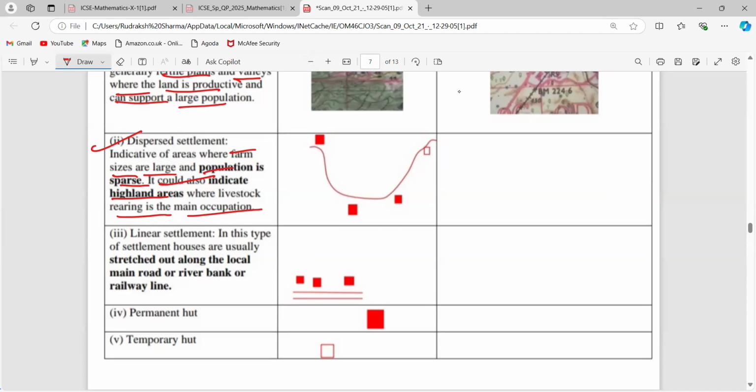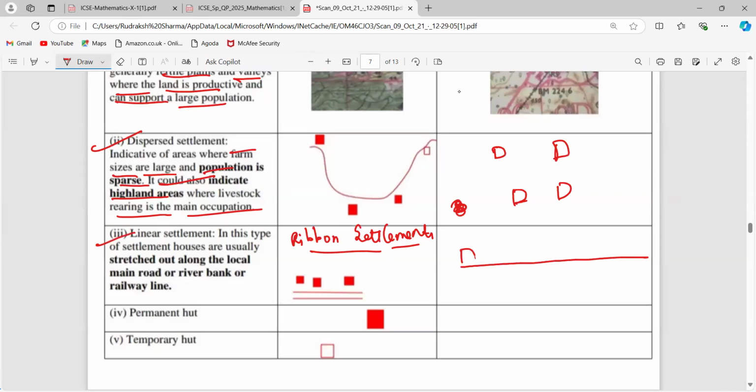Okay. Now, dispersed settlement looks something like this way, far apart, but nucleated settlement is very close together. Okay, like this. Now coming to linear settlements. Linear settlements are also known as ribbon settlements. Okay, so sometimes in boards they can ask you, instead of linear settlements, what are ribbon settlements. So they are actually like a ribbon. Say this is one ribbon and around it houses are there.